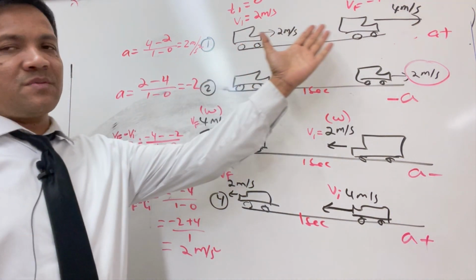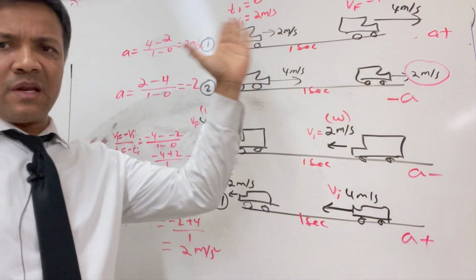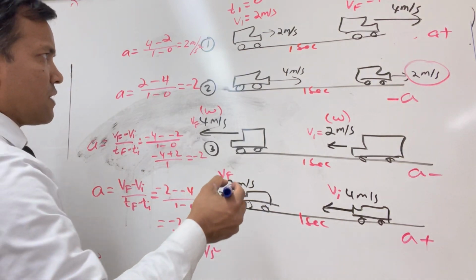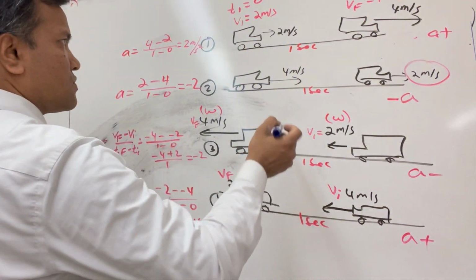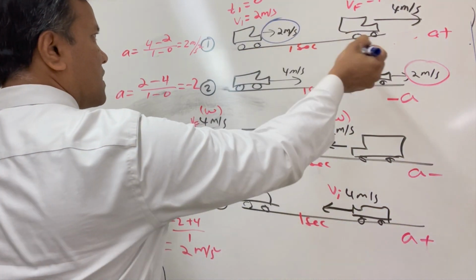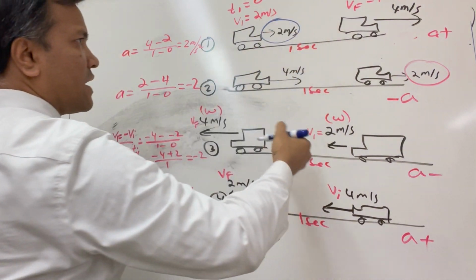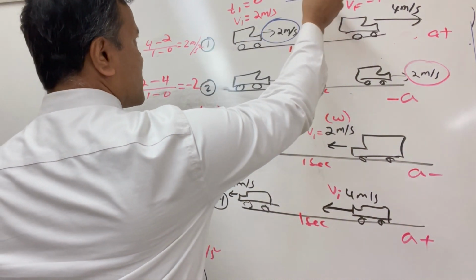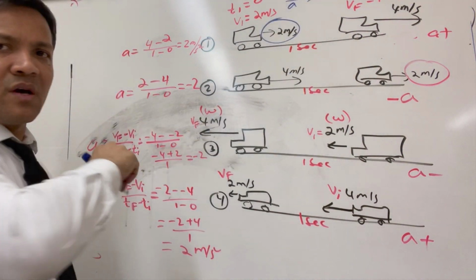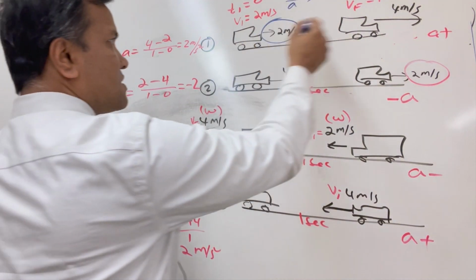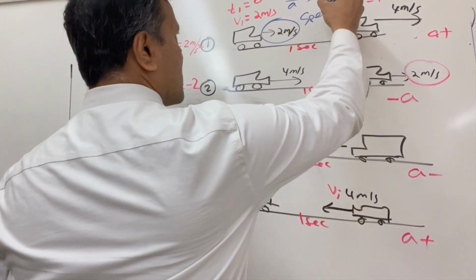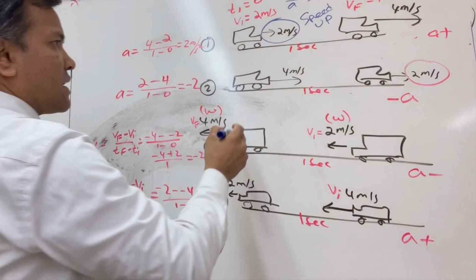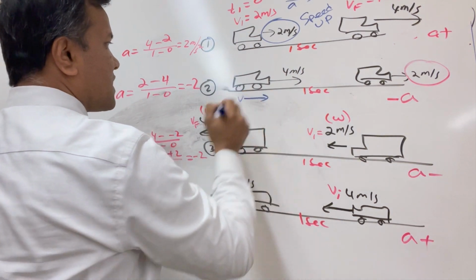When an object speeds up, then the velocity and acceleration have to be in the same direction. Is that right? Okay. So velocity is to the east and acceleration is positive, so acceleration is also east. If that happens, the object is speeding up. Is this a speed up? Yes, speed up. Good.